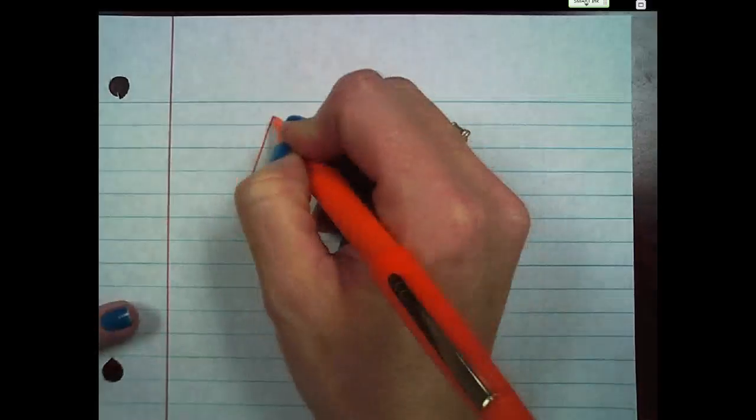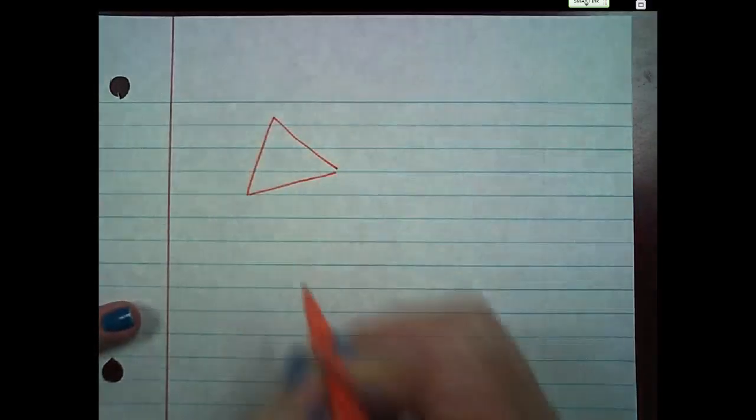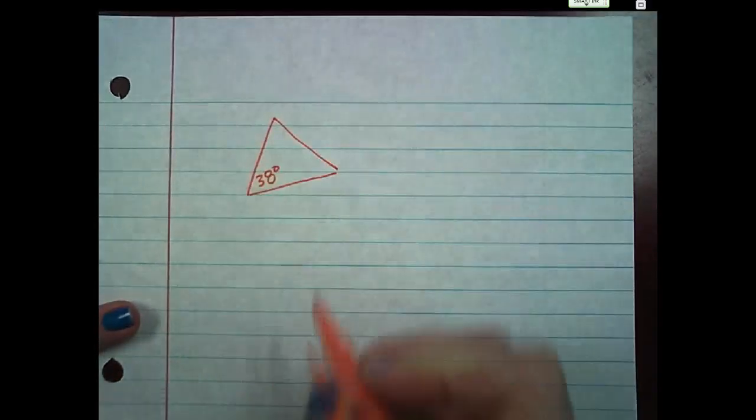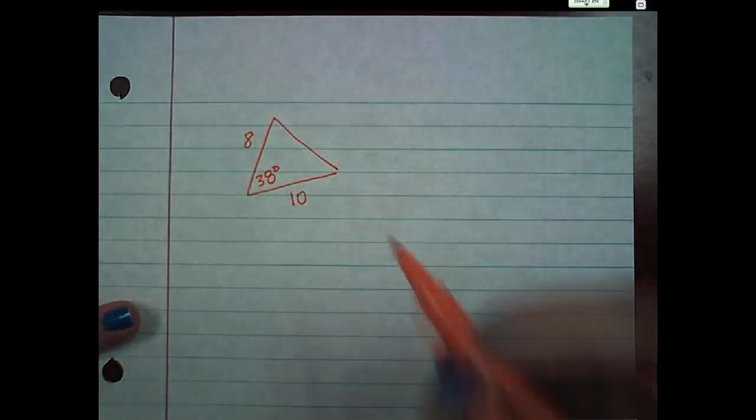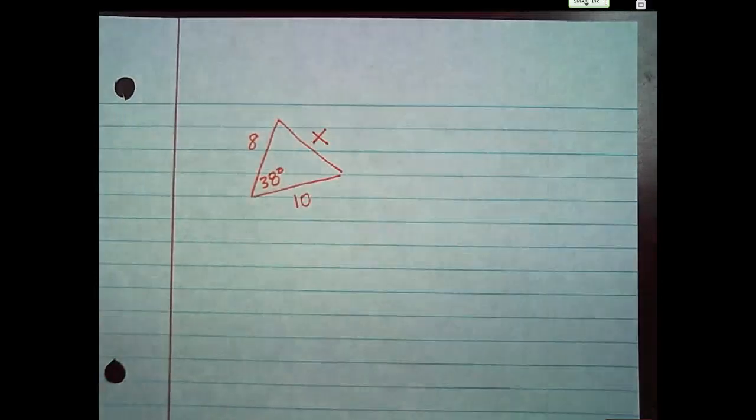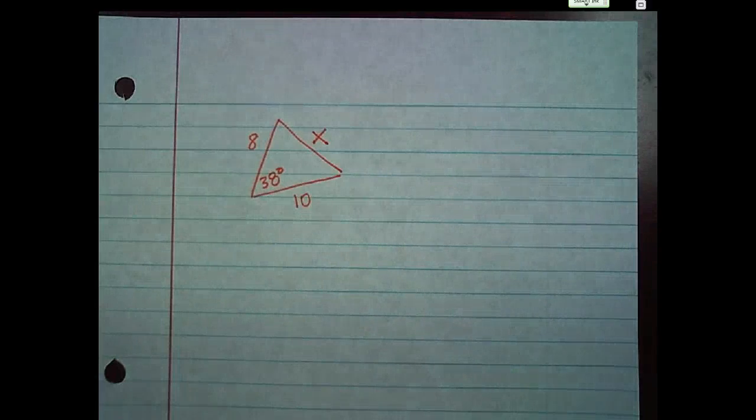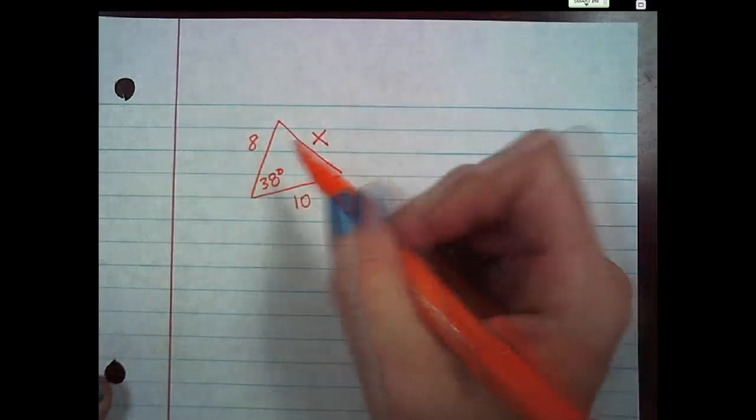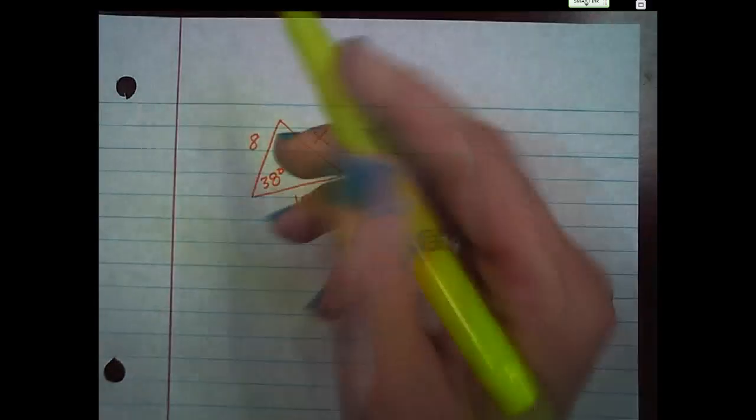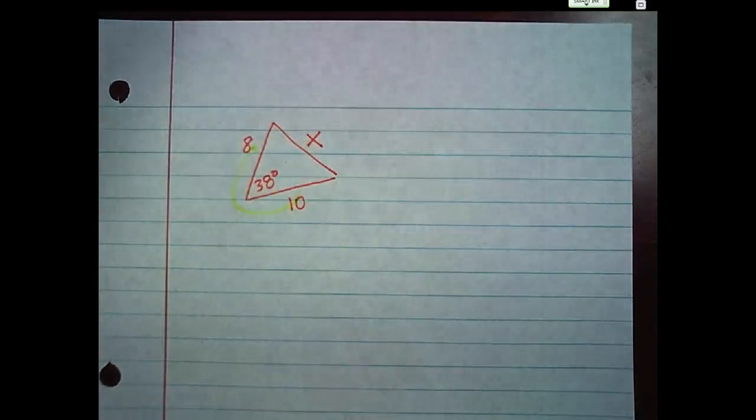Remember when I would give you a triangle, and if I told you that this was 38 degrees, and that this was 8, and this was 10, if I was going to ask you for this length, do you remember what we would use? Law of what? Cosine. Law of cosine. And the way I know that, remember, if you have an angle and the two sides are together, all wrapped around together, you can use law of cosine.